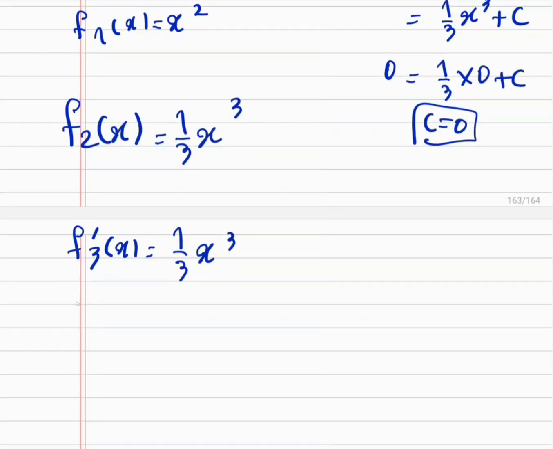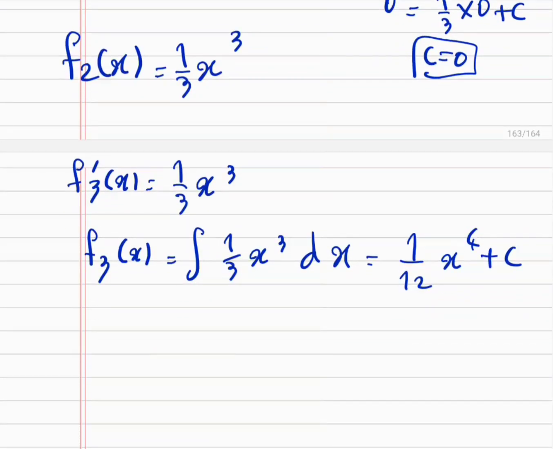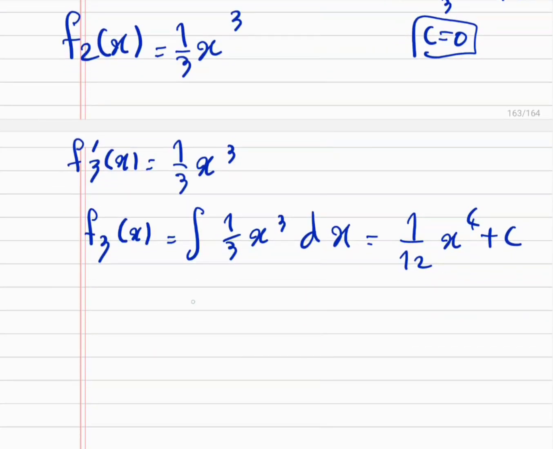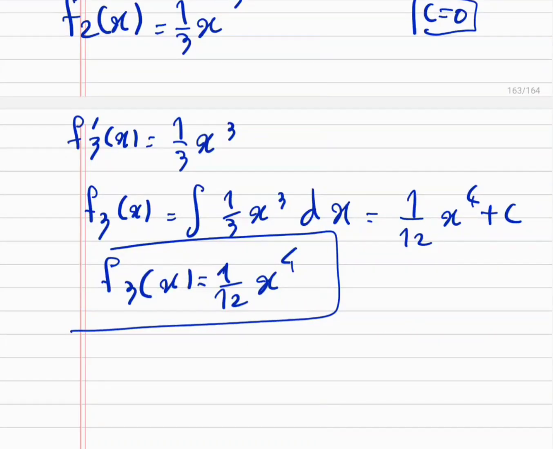So we just integrate the second function. We have f3(x) is equal to the integral of a third x cubed dx, and that gives us 1 over 12 x to the power of 4 plus c. But again, we know that c is equal to 0, so f3(x) is just equal to 1 over 12 x to the power of 4. All right, so this is the third function.